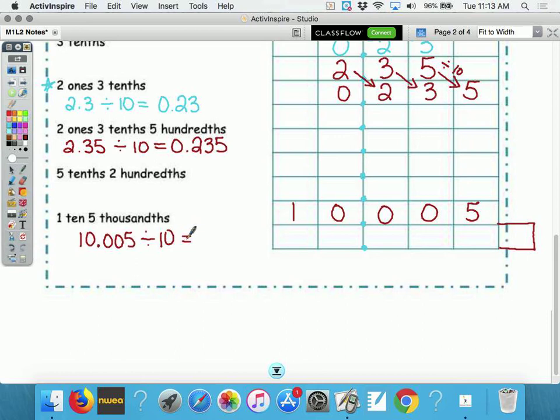Now, just because we haven't ever used that place value before doesn't mean we can't figure it out, because don't we have the answers right in front of us here? Pretty much, yeah. So let's see if we can figure it out. I'm going to divide by 10, so the same strategies apply. Okay, so let's write our answer. 1.0005.